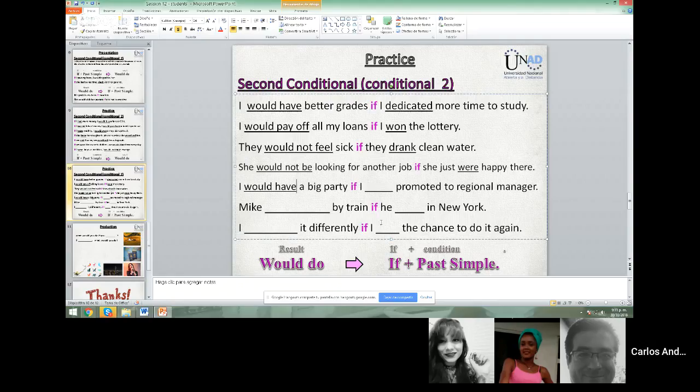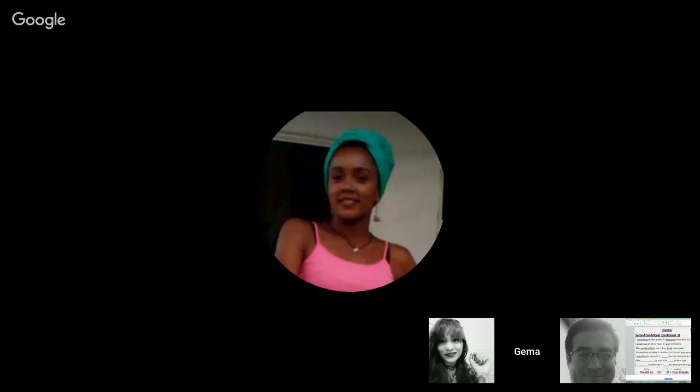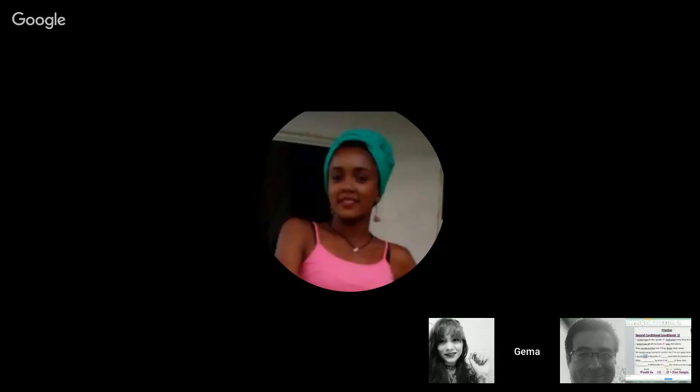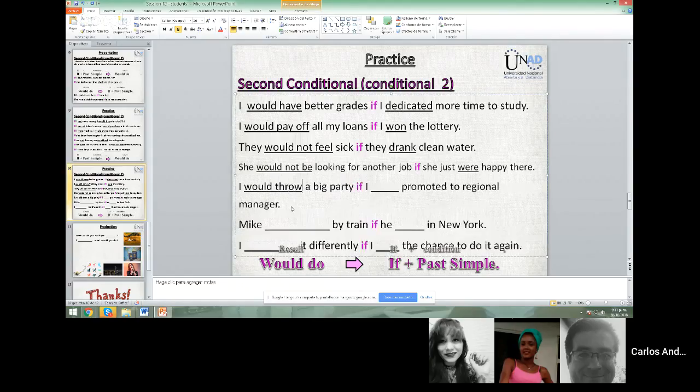No, you cannot say give. Repeat after me: throw, throw. You never, never, never, ever say give. You have to say throw. When you want to mean give, you say throw. Cuando quieras decir dar una fiesta, you say throw.